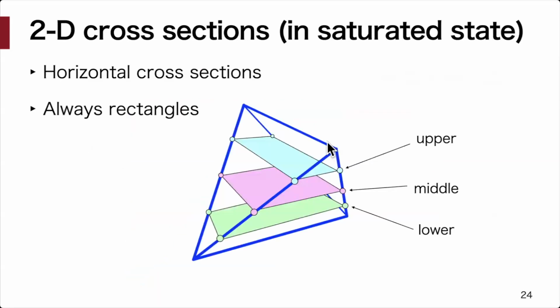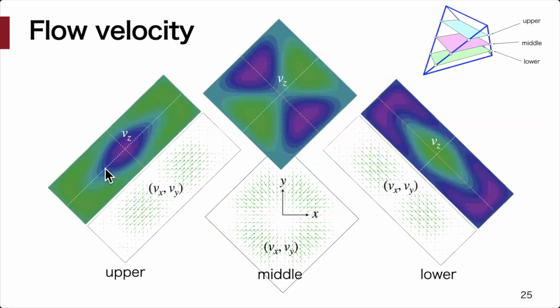And let me show the simulation results in the final, saturated state. To show the 2D cross sections, before I show the slices, let me point out that all slice planes parallel to the XY plane are always rectangles. If we cut the regular tetrahedron in this direction, we always get this kind of regular triangle. So this is the upper cross section. This is the middle cross section. This is the lower cross section. And this is velocity, Vz, and Vx and y. This is the vertical component. And this is the horizontal components. So one thing we notice is that these flows are very symmetric.